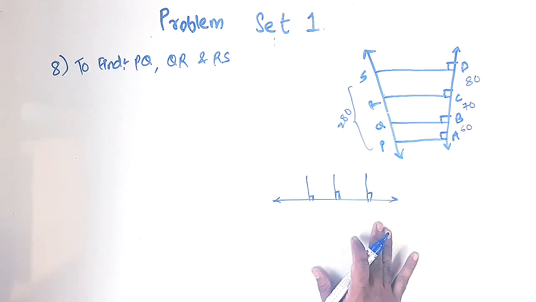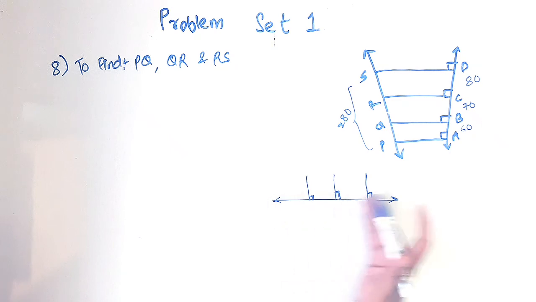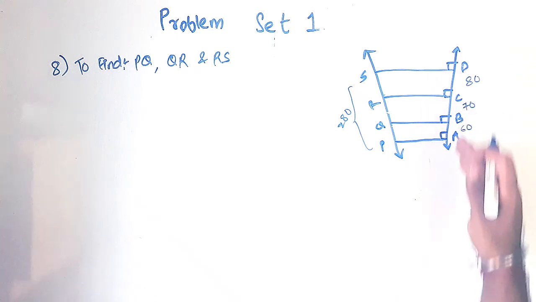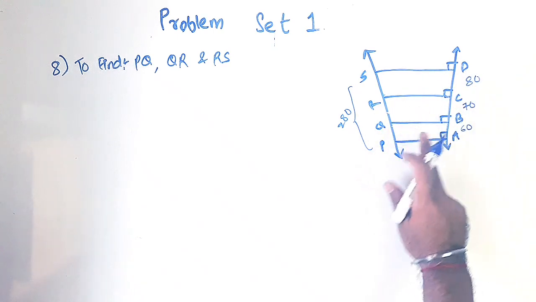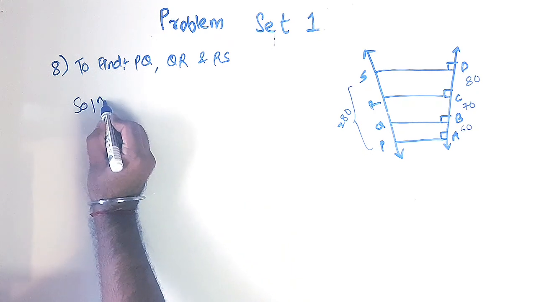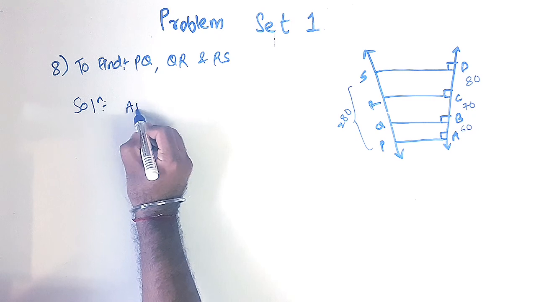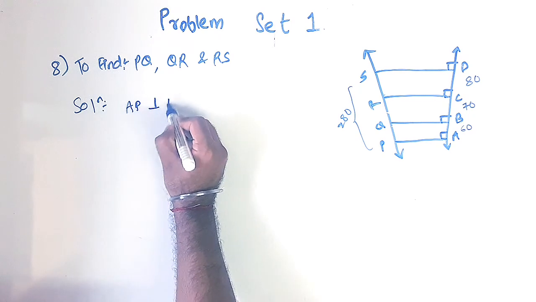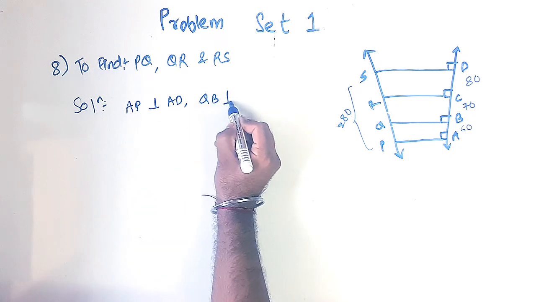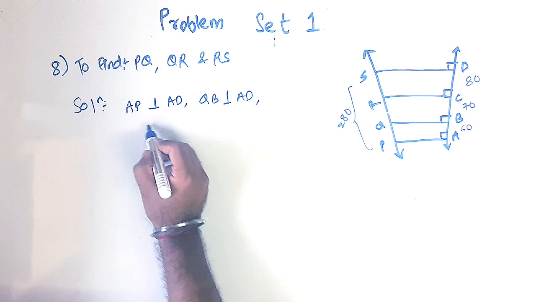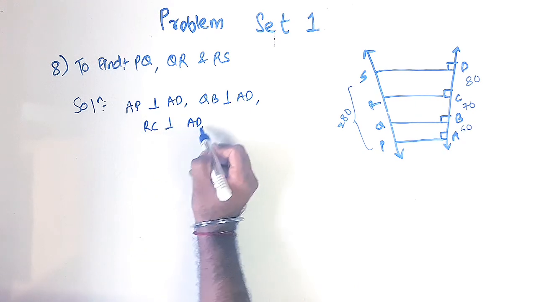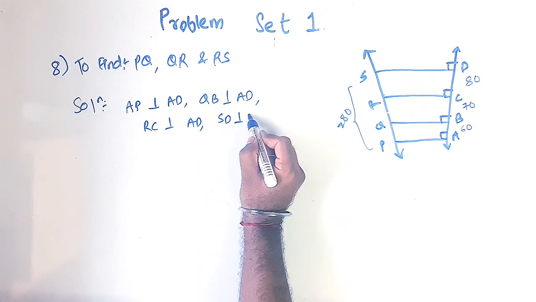So here, if I make this line vertical, this is the horizontal line, if I make this vertical, here you can see there are 4 perpendiculars on the same line. So the first thing we notice here is AP is perpendicular to AD. Then QB is also perpendicular to AD, then RC is also perpendicular to AD, and SD is also perpendicular to AD.